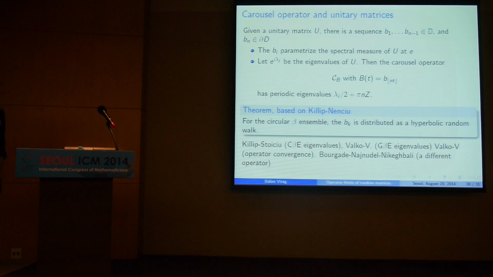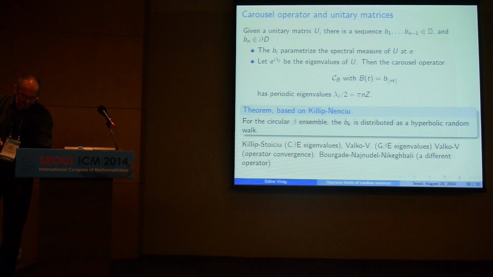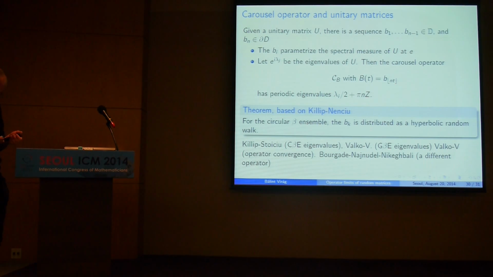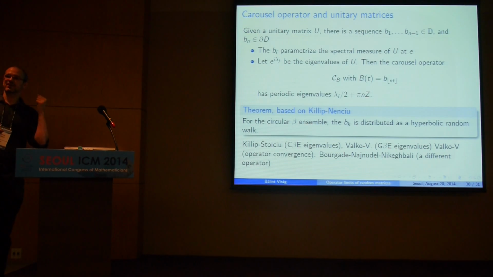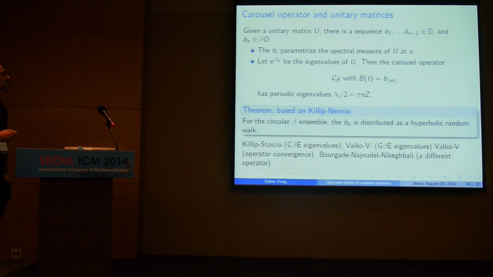So finally, I just want to give you the punchline. And the punchline is, how do you prove this theorem? The proof is kind of hard in the GUE case, but if you look at the circular ensemble, so random unitary matrices, then the proof is very straightforward, and I'll tell you how.